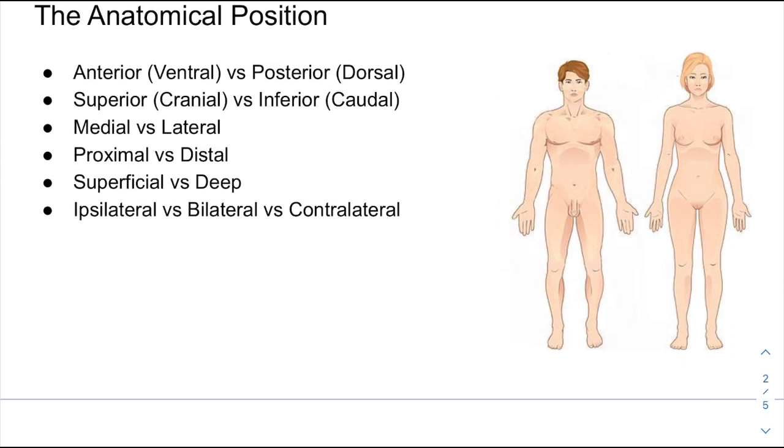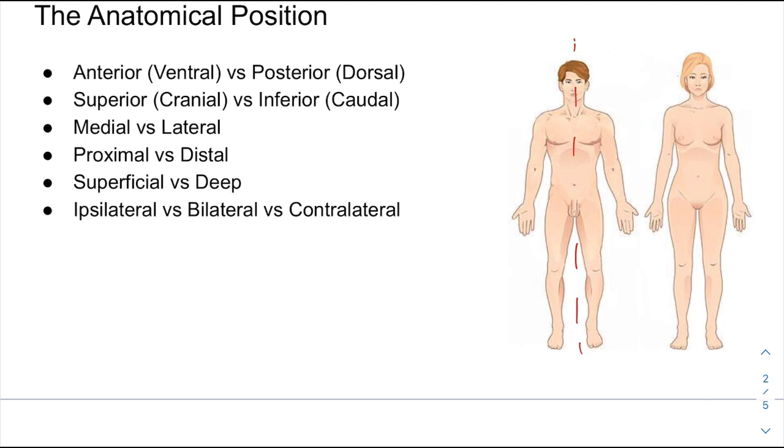What else? Now we have medial and lateral. And so something that is more medial is towards the middle, and something that is lateral means it's out wide. So I would say this man's belly button is medial to his hip or his flank. And I would say his thumb is lateral to his pinky.